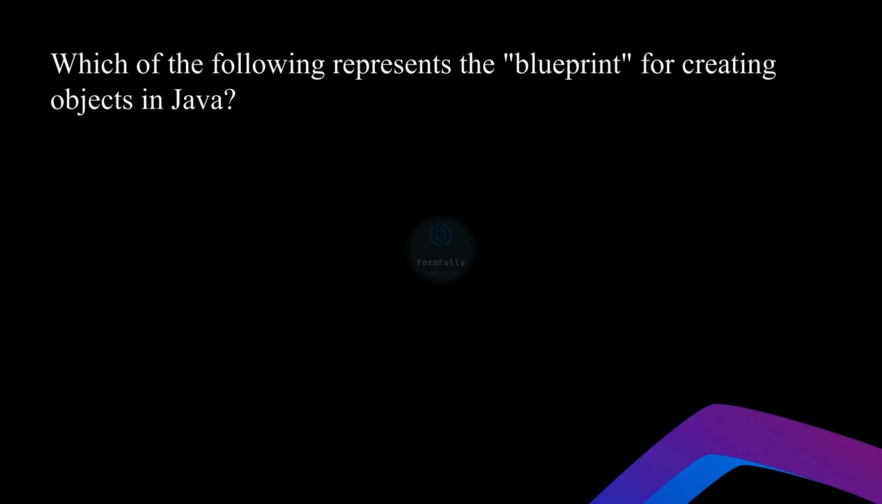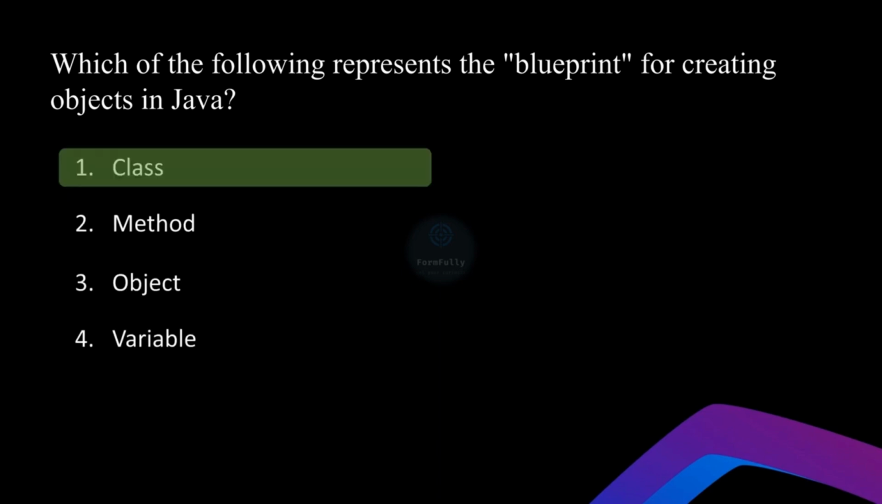Next, which of the following represents the blueprint for creating objects in Java? Class, method, object, variable. In Java, a class serves as the blueprint or template for creating objects. It defines the structure, state and behavior that objects of the class will have.